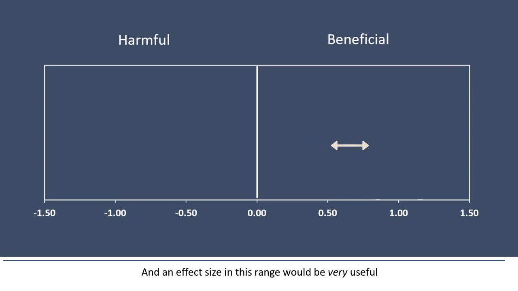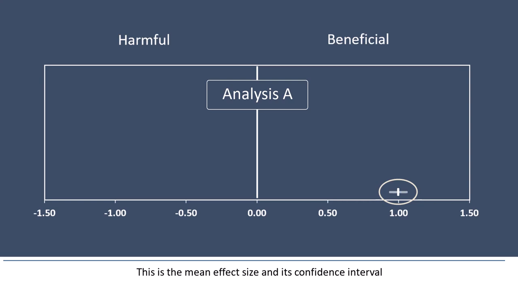Most papers focus on the mean effect size with its confidence interval and fail to properly address the dispersion in effects, the heterogeneity. This is a mistake with potentially serious consequences. Suppose the results of the meta-analysis look like this. Let's call this analysis A. This is the mean effect size and its confidence interval. Focusing on these, we might report that the treatment is very effective.